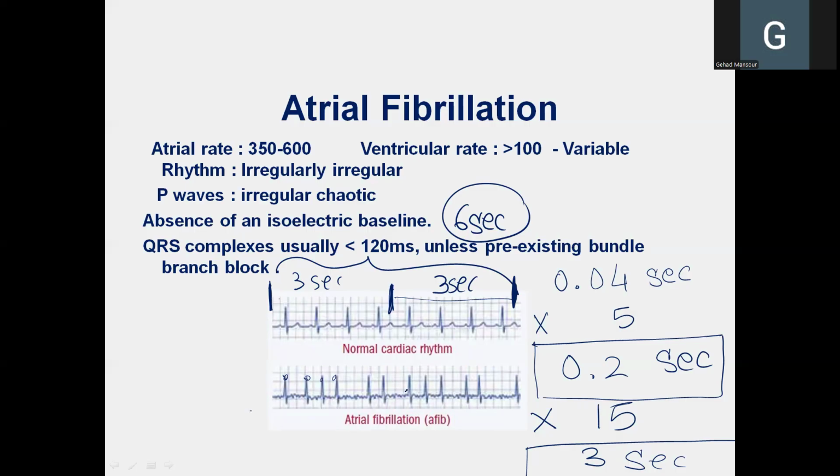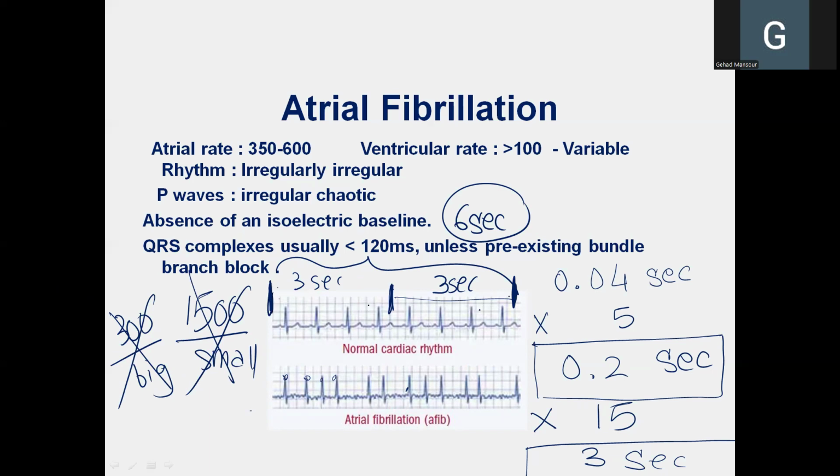Because the rhythm is irregular, I cannot apply 300 divided by the number of big squares. And because the rhythm is irregular, I cannot apply 1,500 divided by the number of small squares. But what I do is to count 30 big squares, which is usually an easy task because you have those marks. And every 2 consecutive marks include between them 15 big squares, or simply count 30 big squares. 30 big squares make 6 seconds.